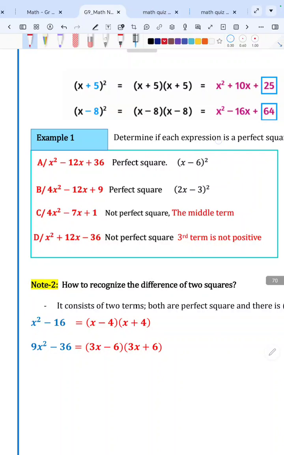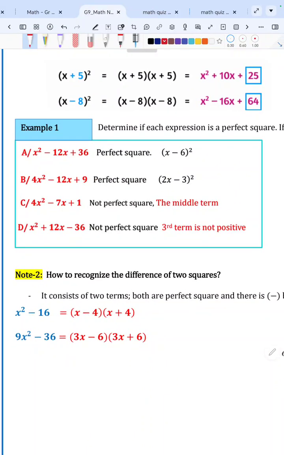Okay, let's solve some examples. This one is a perfect square trinomial. Yes, it consists of three terms. The first one and the last one are perfect square and positive. The middle term comes from 2 times the factor of the first one, which is x, times the factor of the last one, which is 6. 2 times x, 2x, times 6, it will be 12x.